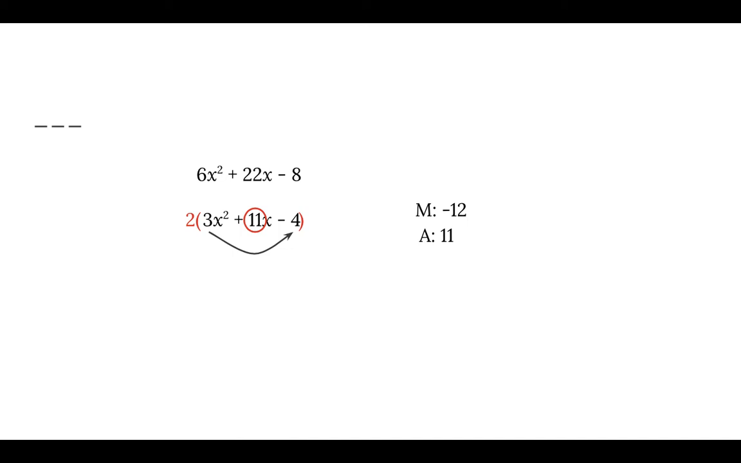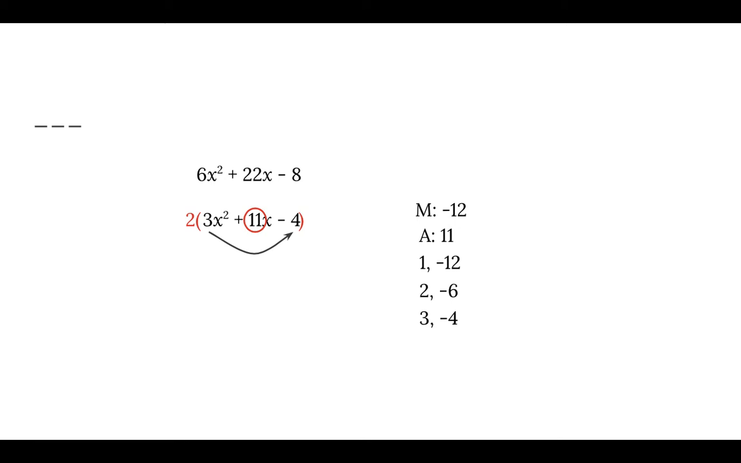So I'm going to start listing out my factors. I'm going to list out the easiest one, 1 and negative 12. When I add 1 and negative 12, I get negative 11. And I'm looking for positive 11. So I got the wrong sign. So I'm going to list out another one. 2 times negative 6. Combine those up, you get negative 4. 3 and negative 4. Add those up, you get negative 1.